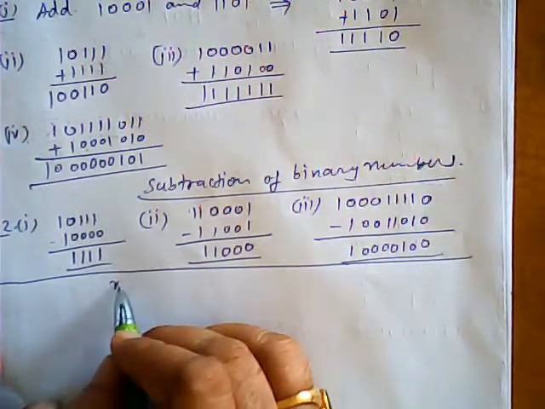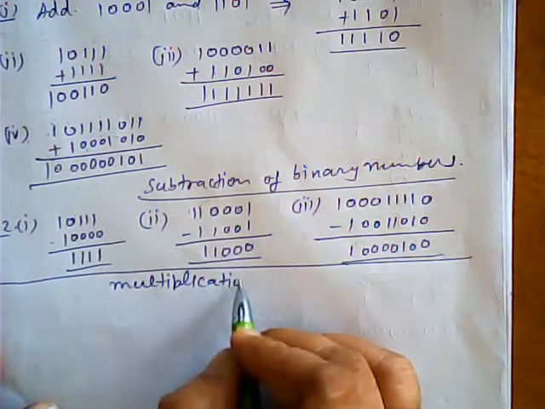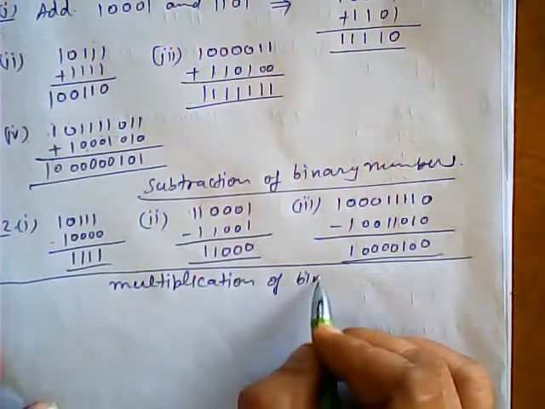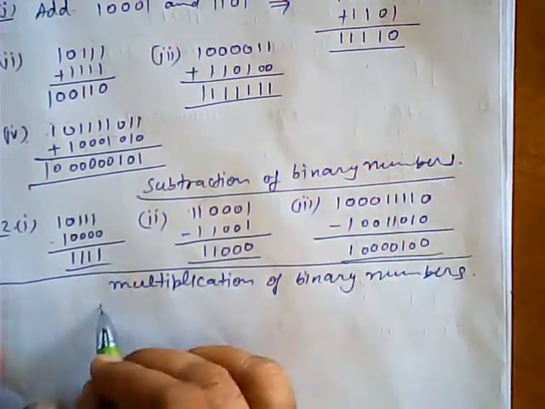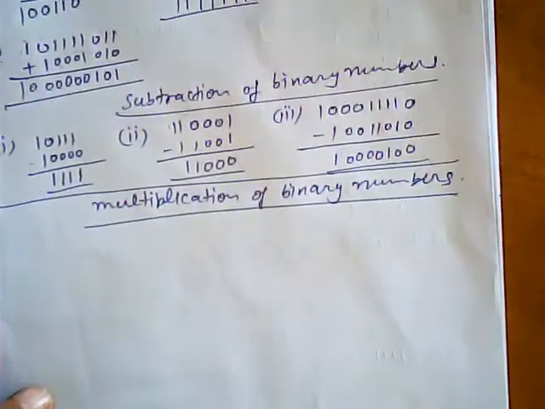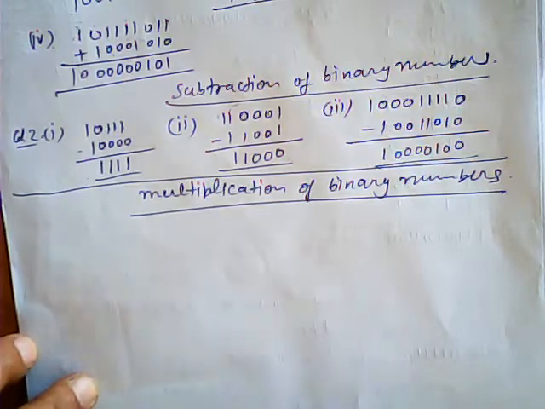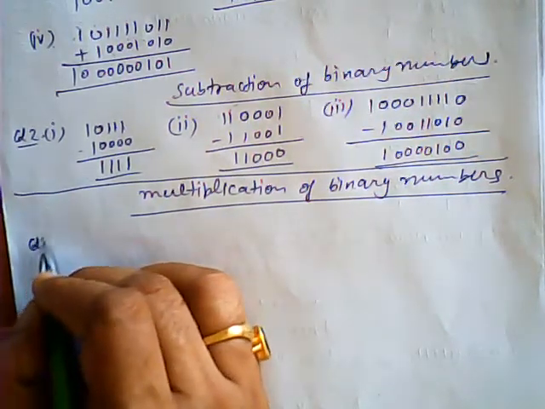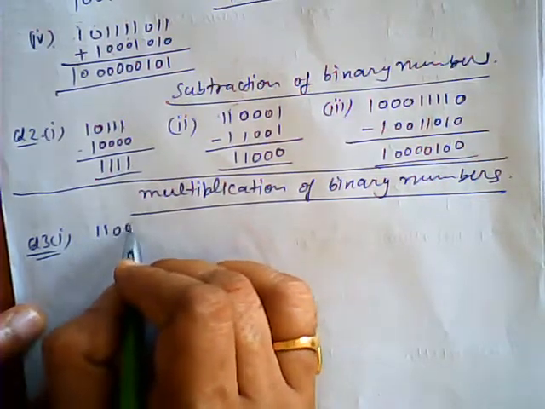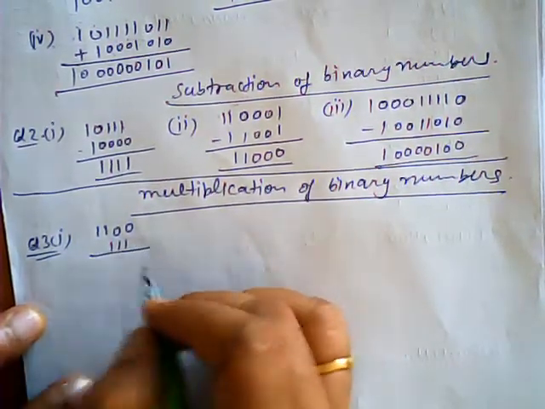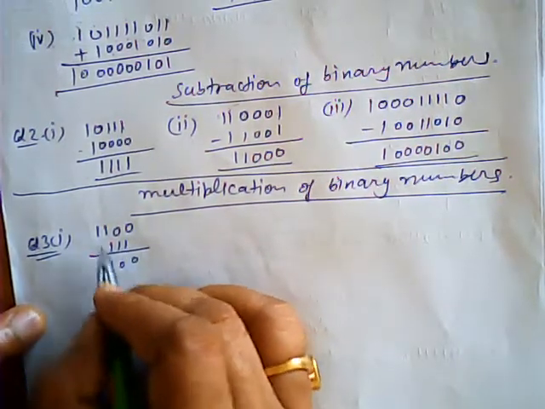Now multiplication. Multiplication of binary numbers. How can we multiply binary numbers? Question number 3, first part. 1100 is multiplied by 111. So we can multiply simply: 1100, 1100.